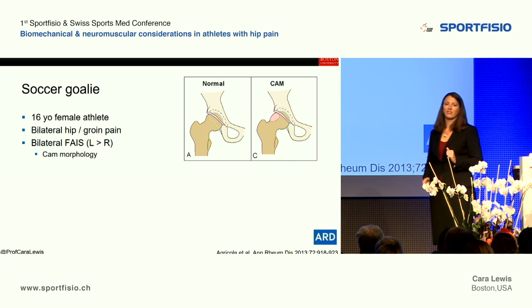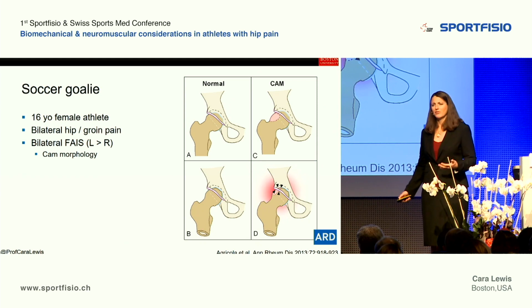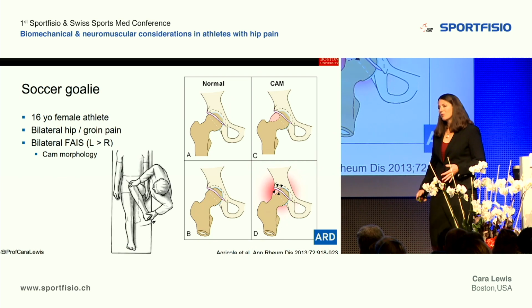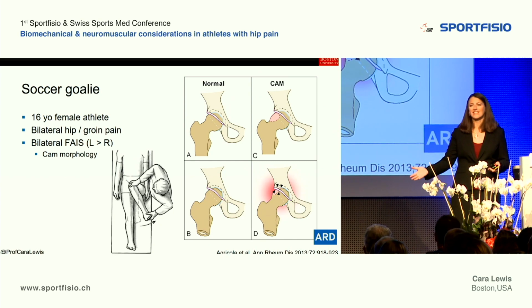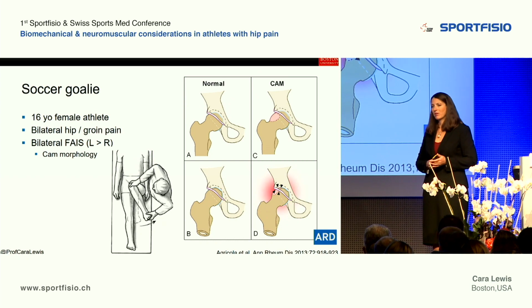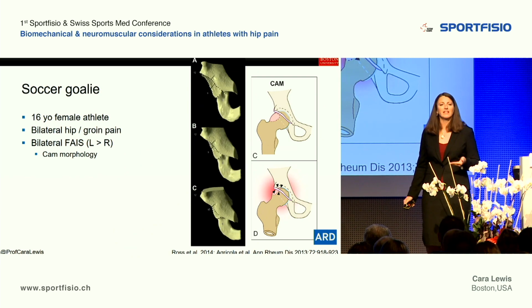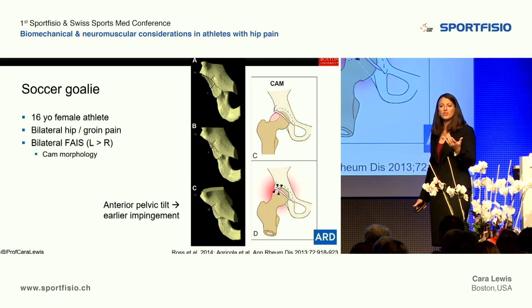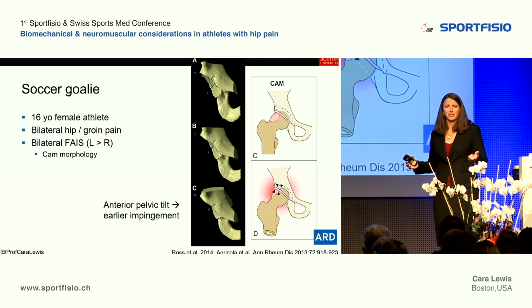So she had bilateral CAM morphology. And so as we think about the graphics, as you go into different positions like hip flexion, you end up getting impingement. Now, we typically think about that in terms of bringing the femur towards the acetabulum because that's the test, right? The flexion, adduction, internal rotation, femur towards acetabulum. But we also need to be thinking about it from the other direction, that if we're moving the acetabulum forward, so if you're going into anterior pelvic tilt, you also get earlier impingement because you're bringing those bones together. You're going into hip flexion when you anteriorly pelvic tilt.